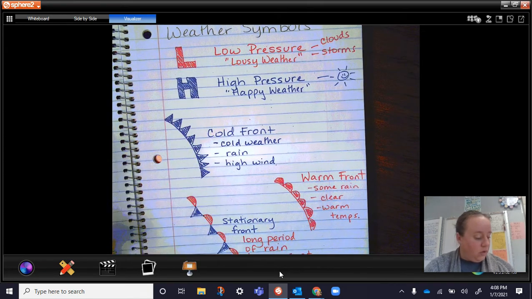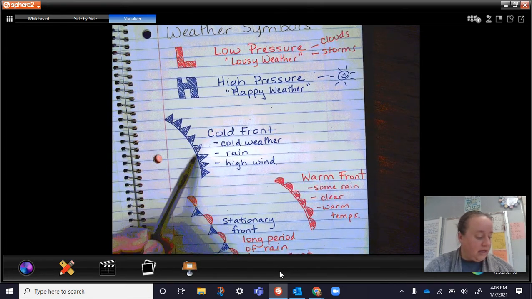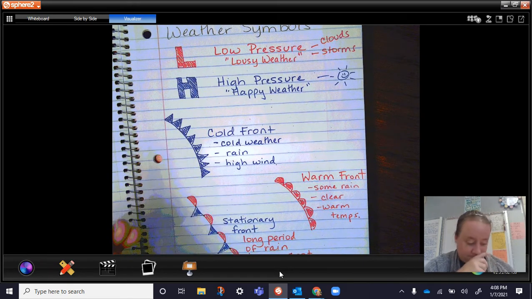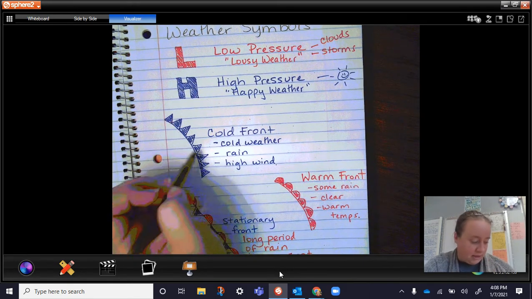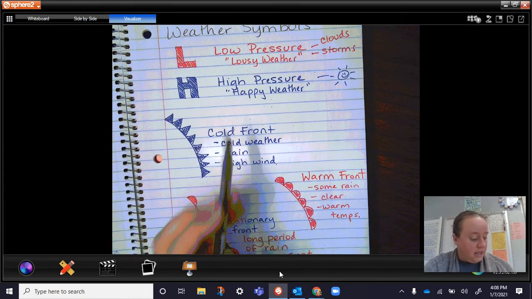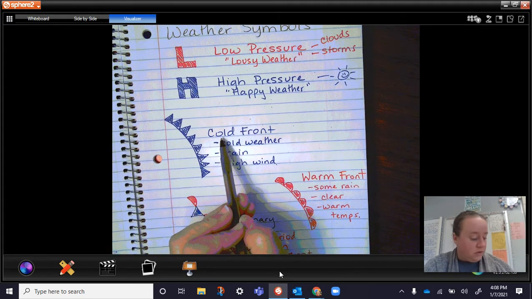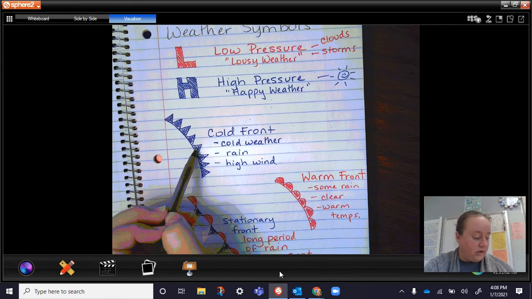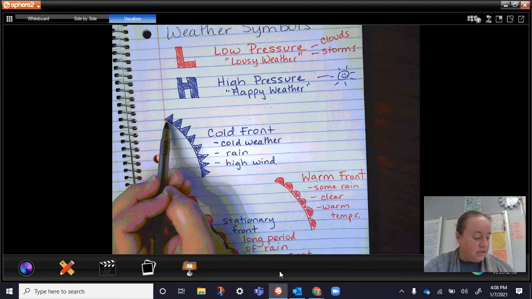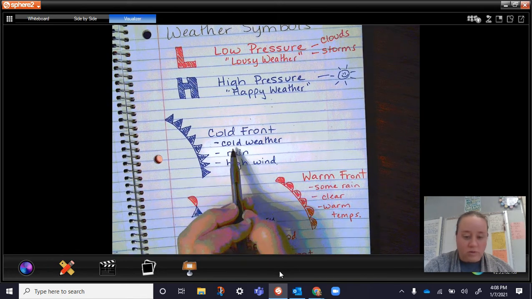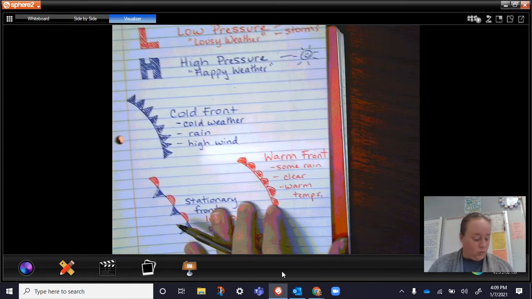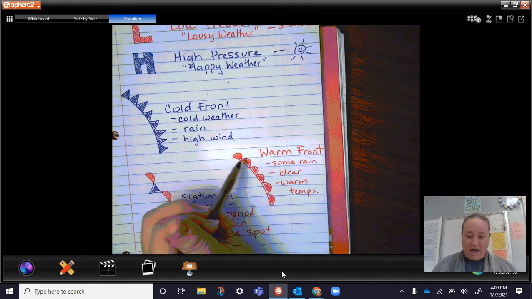When you see this blue line with these blue triangles, they remind me of icicles. And so this is a cold front. I associate blue with the cold, and the blue triangles look like icicles. So cold, rainy, lots of wind, versus the warm front, red, like hot.